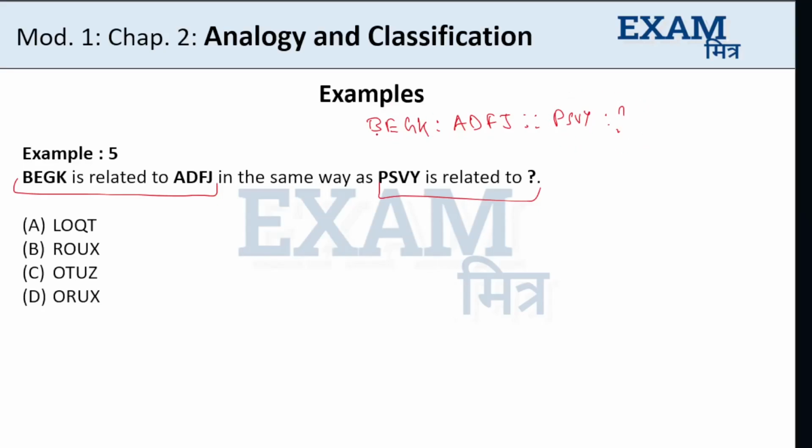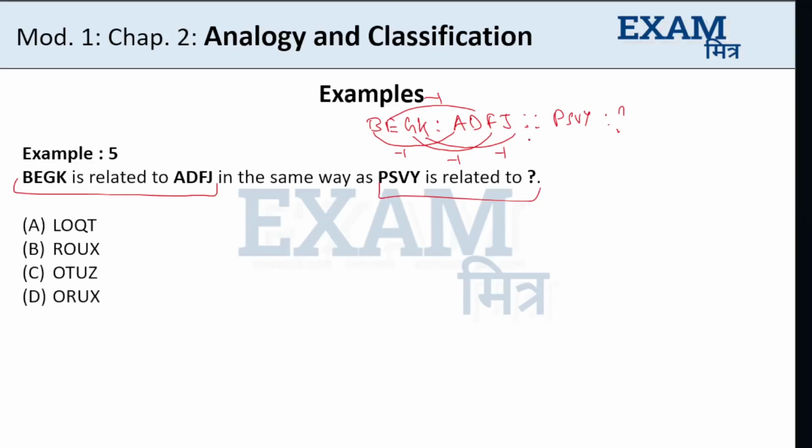So you can see that this is backward skipping or backward sequence. Before B comes A, so this is -1. Before E comes D, so this is also -1. Before G comes F, so -1. I'm writing here -1 to show you that we are going one step backward. And similarly, before K we have J, so K -1 becomes J.